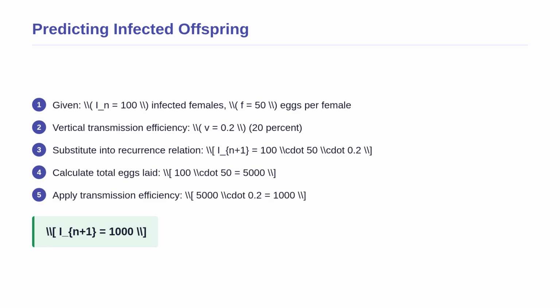First, we multiply the 100 mothers by 50 eggs, giving us a total of 5,000 eggs laid. Then we multiply those 5,000 eggs by the 0.2 transmission efficiency. The final answer is 1,000 infected mosquitoes in the next generation. Physically, this proves that even without human hosts, the mosquito population generates a massive new wave of vectors purely through maternal inheritance.